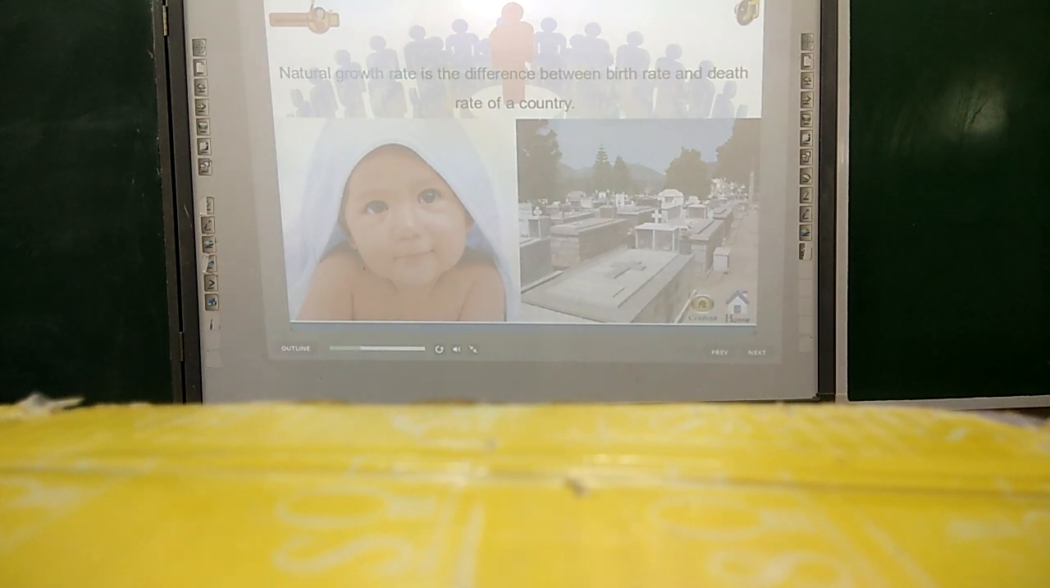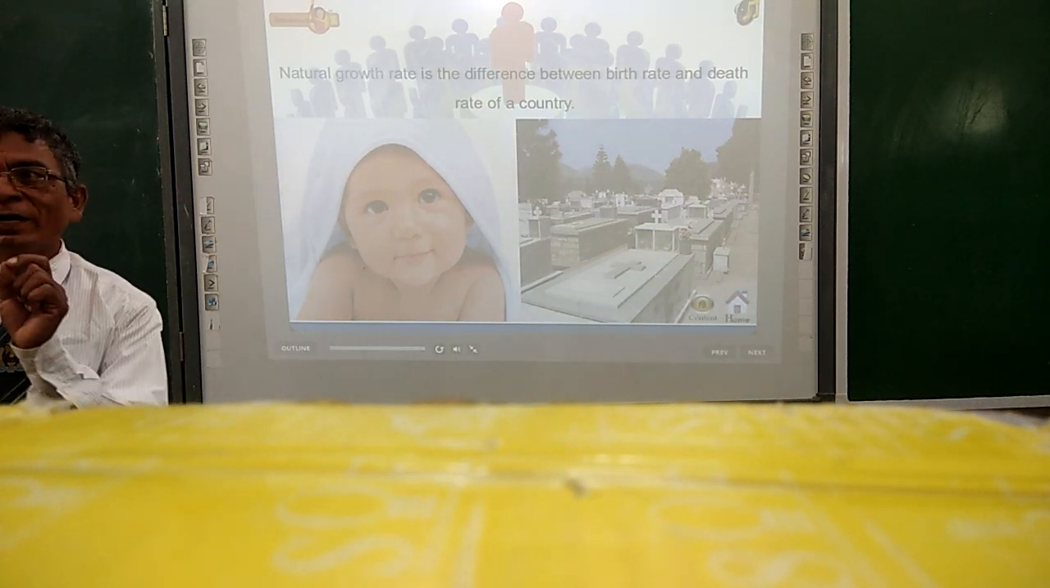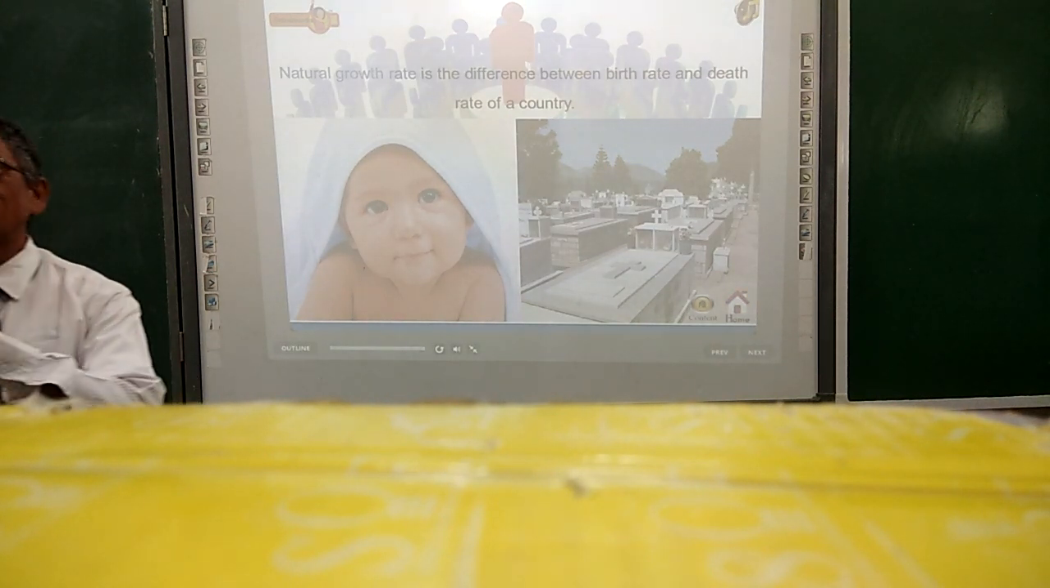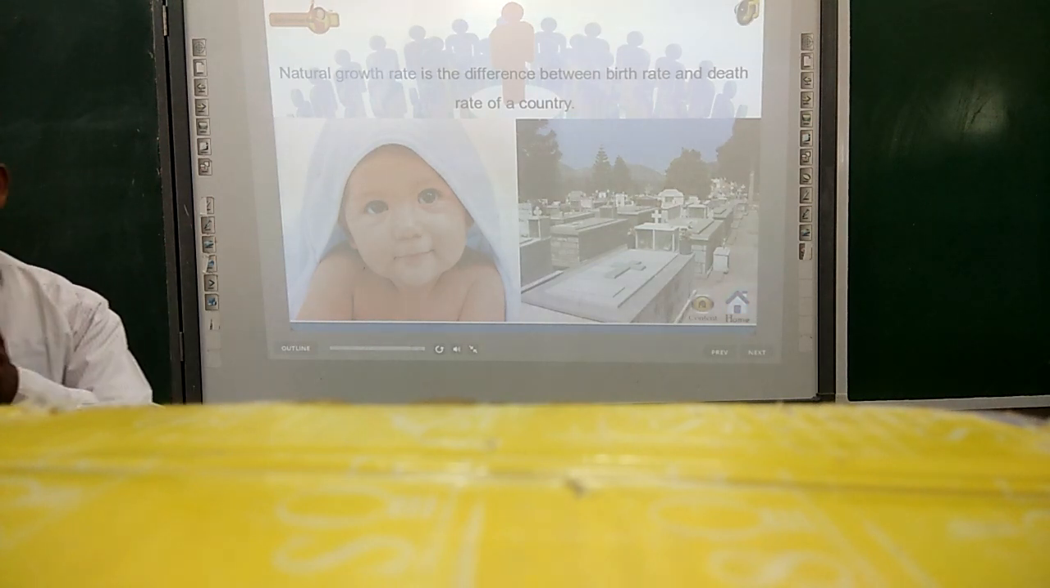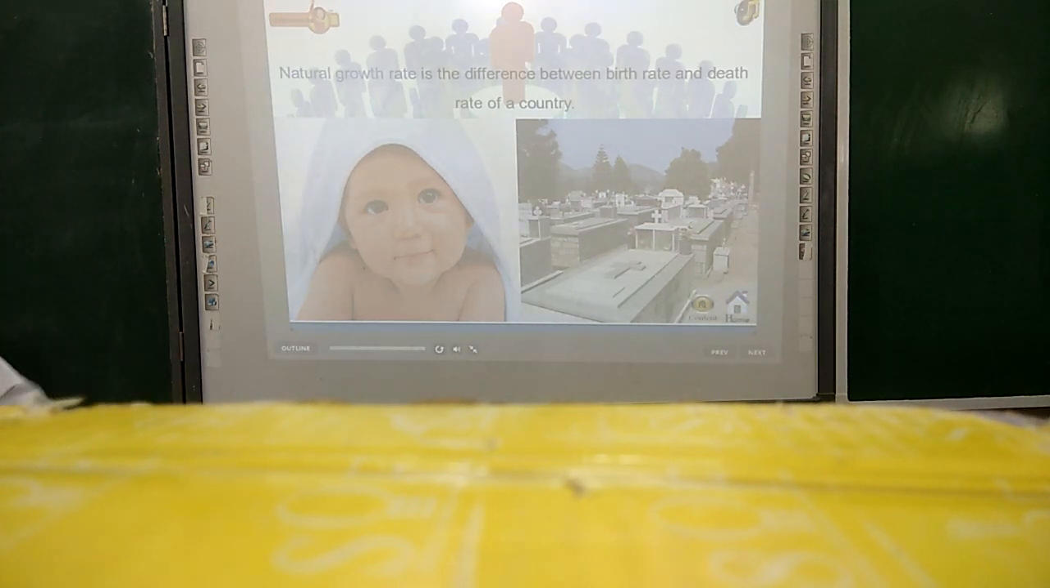Natural growth rate is the difference between birth rate and death rate of a country. Children, what is natural growth here? Natural growth means the difference between both the birth rate as well as the death rate of a country. Look here. Natural growth rate is the difference between birth rate and death rate of a country.